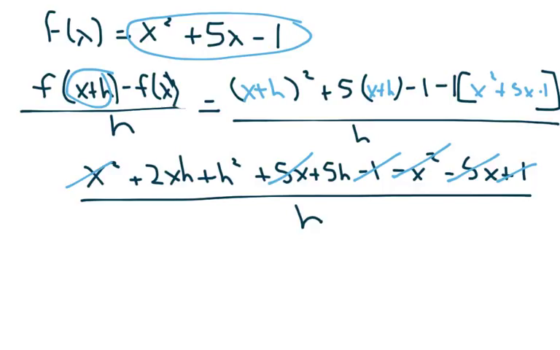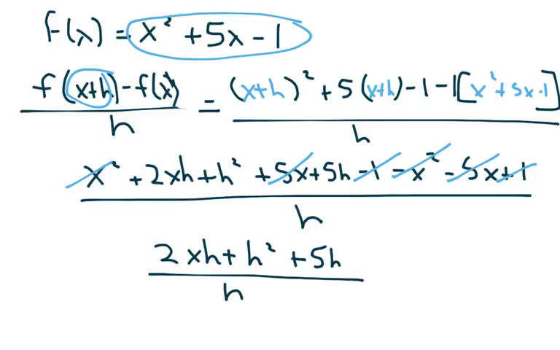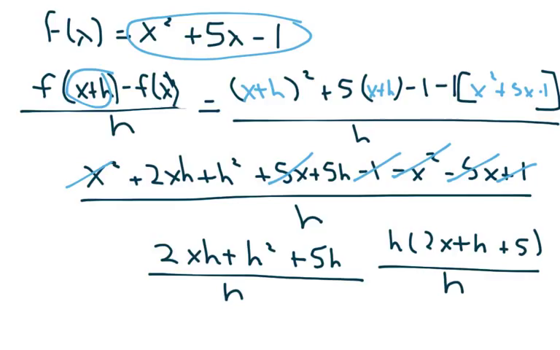So I'm going to get, this one I'll just do it this way, 2xh plus h squared plus 5h over h. And if you factor out the h, we get 2x plus h plus 5 all over h. Our h's cancel, and therefore we have our answer. The next one we're going to try, I'm going to show you the one with x cubed.